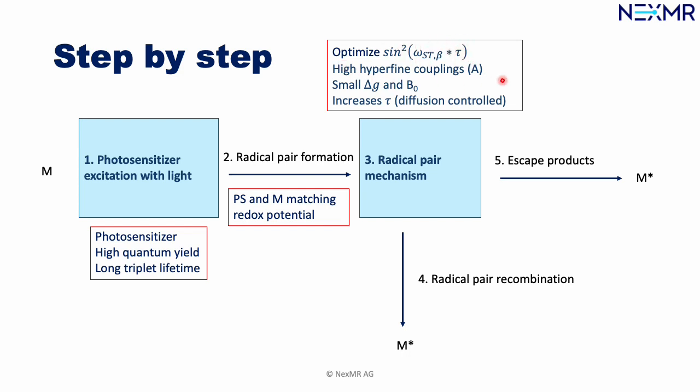You can also play on the hyperfine couplings that we mentioned, so you can select molecules that have high hyperfine couplings, but in general, this is not something you want, as you usually want to hyperpolarize a molecule regardless of its hyperfine coupling. So I would say that you play more around the delta G, so you optimize which photosensitizer you select, and also the B0, the magnetic field. As I said, you can also increase the tau, for instance, through diffusion control, and then you have more dephasing. But it's a frequency, so at some point it may come back.